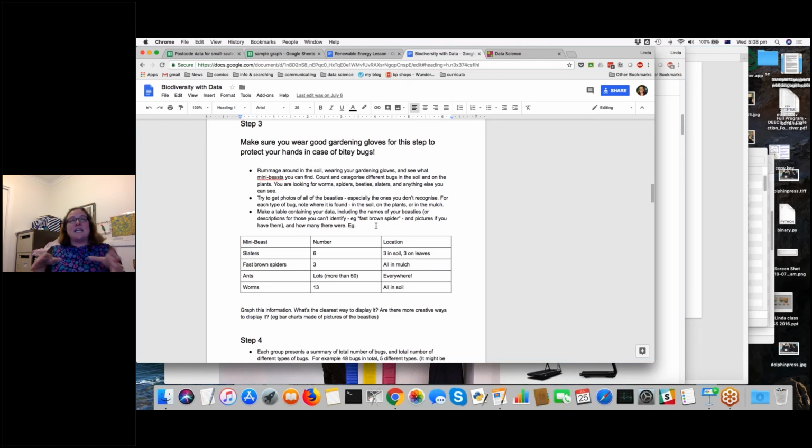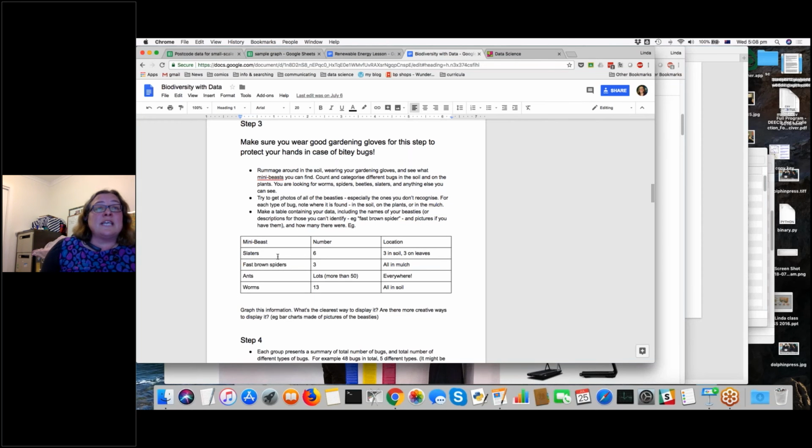And you can take this as far into biology as you want, looking at the different characteristics of each of the different types of bugs, look how many legs, what part of the soil they're found in, and things like that. But again, here is the data part, you're counting them.